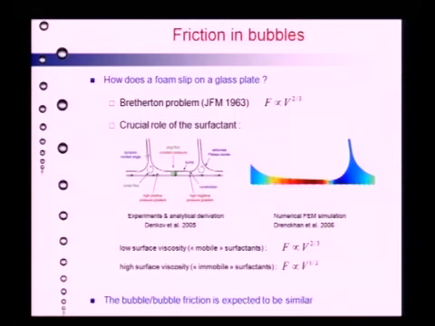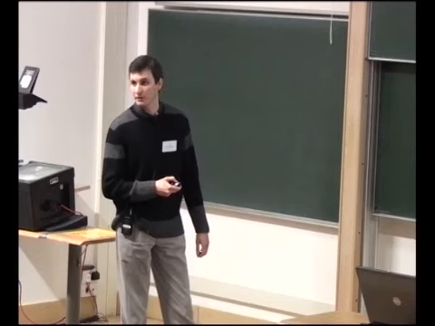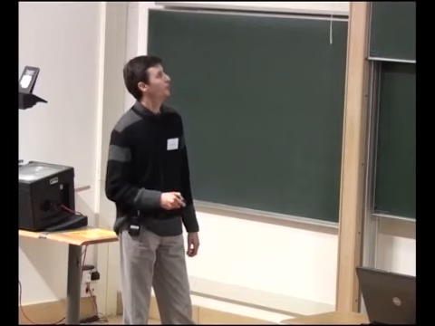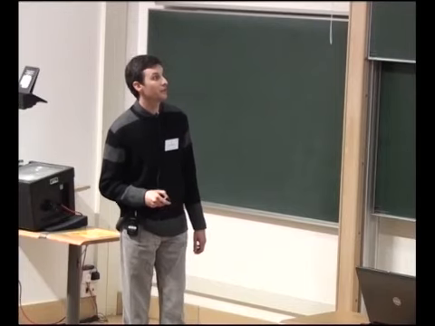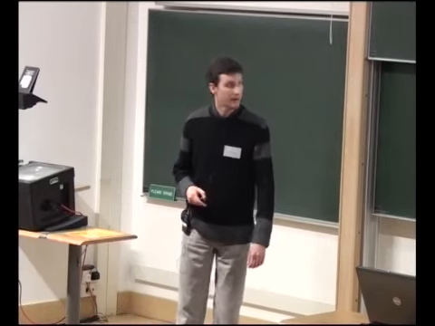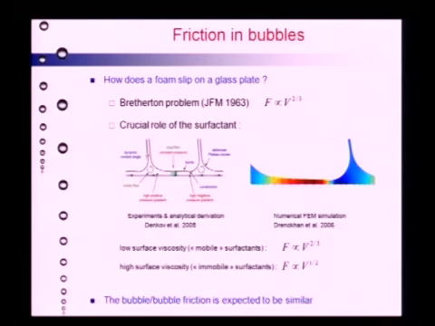It's not linear. It had been treated by Bretherton in the 60s. He showed that the force scaled like the velocity to the power 2/3, even if everything is Newtonian, just because the geometry of the contact between the bubble and the plate is not trivial at all, and all the dissipation will happen in a very small region here.